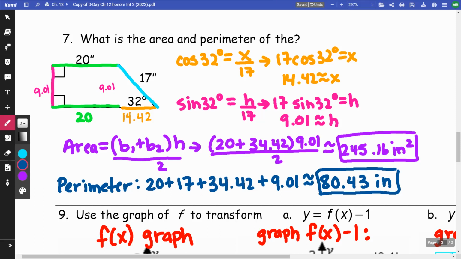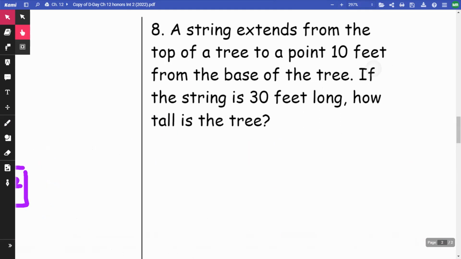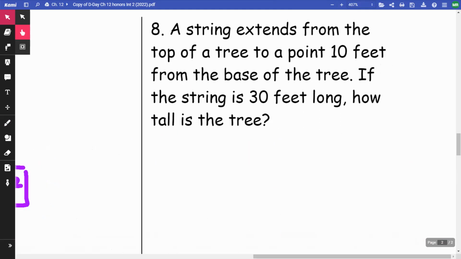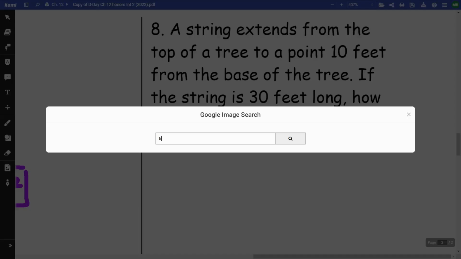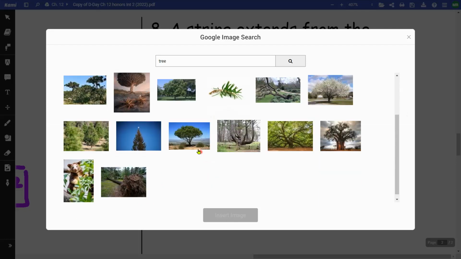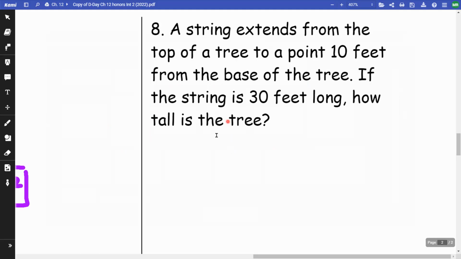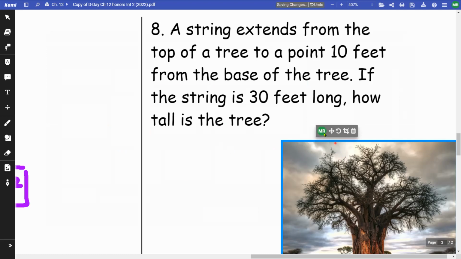Now on number 8, a string extends from the top of a tree to a point 10 feet from the base of the tree. I'm just going to fancy this up a little. So let's say I have a tree. Let's say I choose this tree.